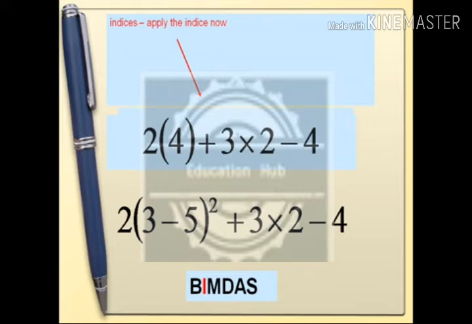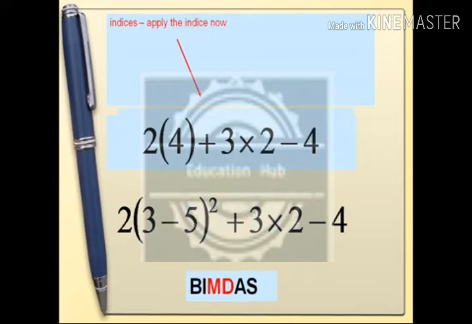See, the answer is coming on screen also. So B and I both are done. Then the next part will be M and D. M and D means multiplication and division. Where we are getting multiplication on both sides: 2 into 4 first, and 3 into 2. These 2 multiplications are there.